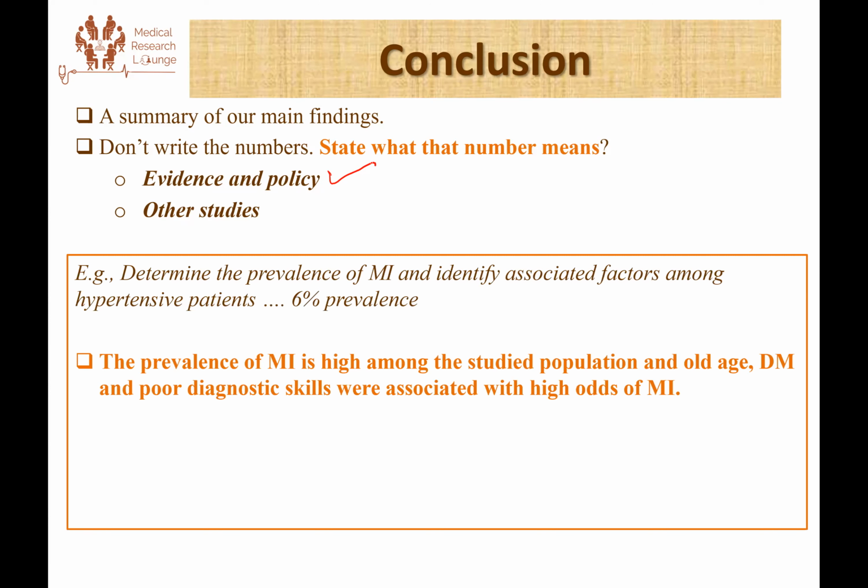So let's say in our example, we have determined the prevalence of MI and identified associated factors. We said 6% prevalence for MI. Here, in the conclusion, we're not supposed to repeat that the prevalence of MI was 6%, but rather it's preferable to say the prevalence of MI is high. Let's say 2% was what's known so far from different evidence. If we find this number to be high, then we're going to say the prevalence of MI is high among the study population, and these were the factors associated with high odds of MI. So it should be presented in a sentence or two, just as a concluding remark.